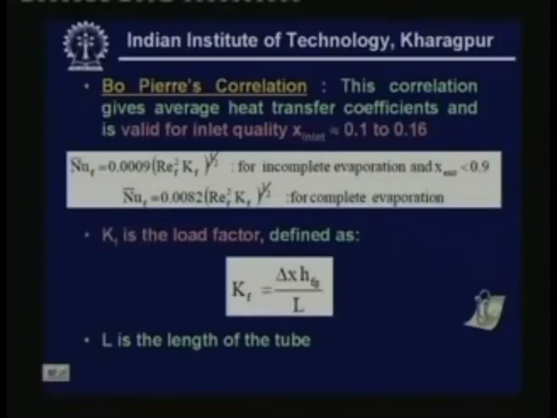You can see that here the Nusselt number is given for incomplete evaporation and also for complete evaporation. The constant is different: 0.309 for incomplete evaporation and 0.0082 for complete evaporation. Here REF is the Reynolds number based on the saturated liquid, and Kf is called the load factor, equal to delta X into Hfg by L, where Hfg is the latent heat of vaporization, delta X is the change in quality and L is the length of the tube. I am sorry, Kf is not a constant; it depends upon the particular situation and also the fluid being evaporated.